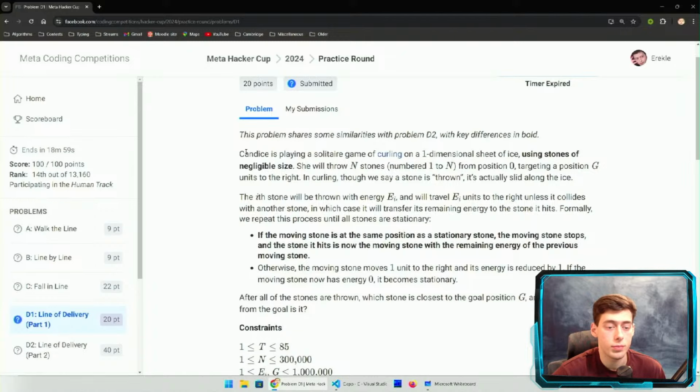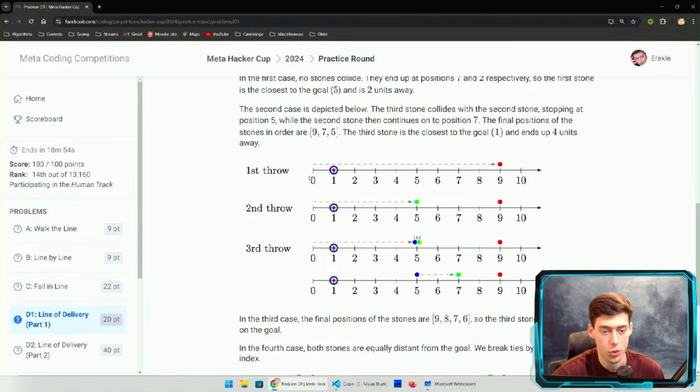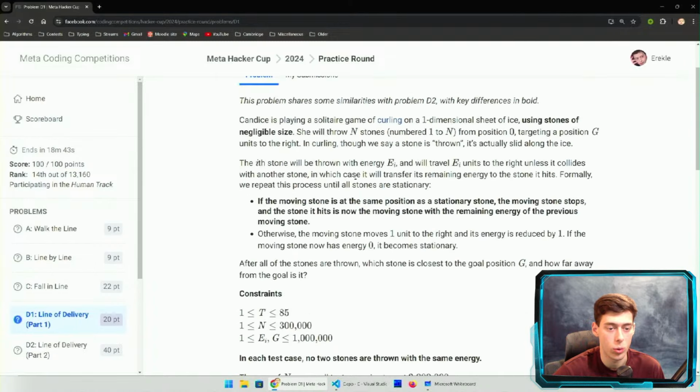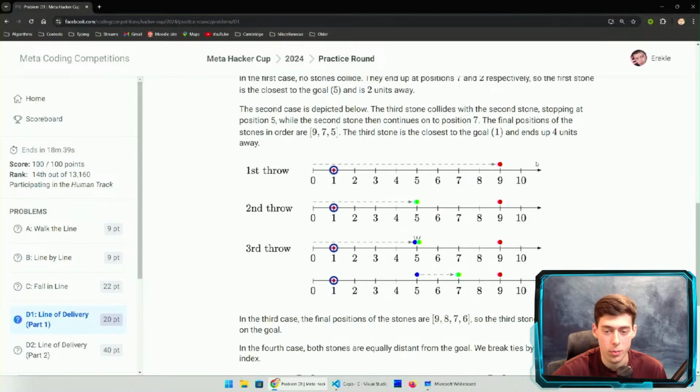We're playing curling, essentially, but it's one-dimensional, so we're just throwing things left to right. So we have n balls, they're called stones. N stones are being thrown from left to right on this number line. They're all thrown from 0, and they're all thrown with a certain energy. So the first stone here, for example, is thrown with energy 9.